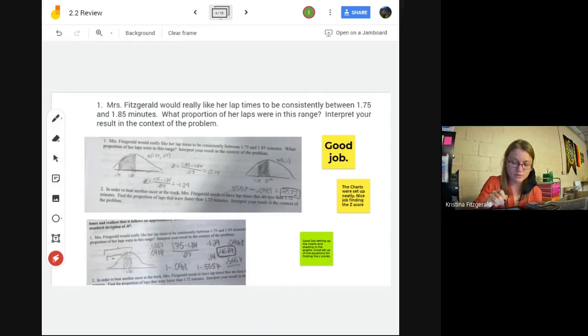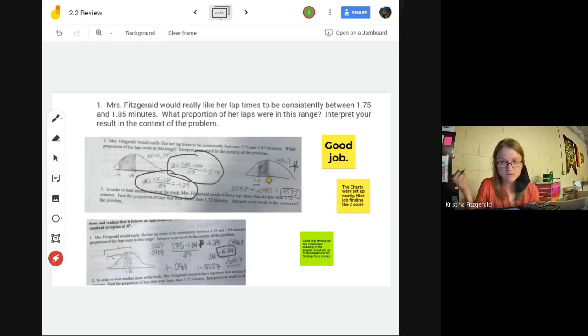A few good things to note: we've got a z-score for both of our pieces of work, which is good. On this group, we only see it once. So make sure you show the work for the z-score for each one. So you're finding the z-score for 1.85 minutes and 1.75 minutes. And then we want to make sure we also have both pictures shaded appropriately. This one shows us our z-scores, essentially that version of the picture. And this shows us with context.